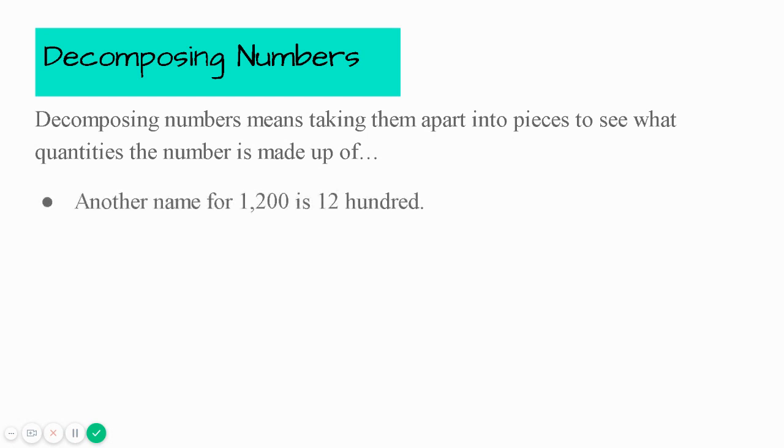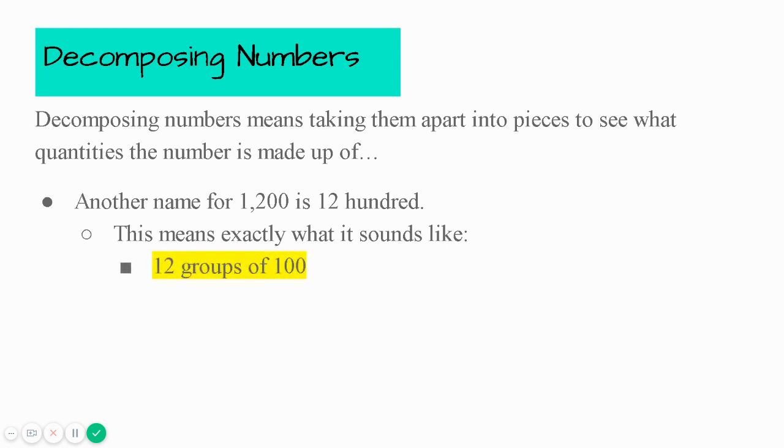So we looked at 1,200. Another name for 1,200 is 12 hundreds. And the reason that's the name is because it means exactly what it sounds like. It means 12 groups of 100, or 12 times 100. That means that these ways here are just the same thing as this quantity here. We've renamed it. So 1,200 is the same as 12 hundreds, is the same as 12 groups of 100, is the same as 12 times 100.